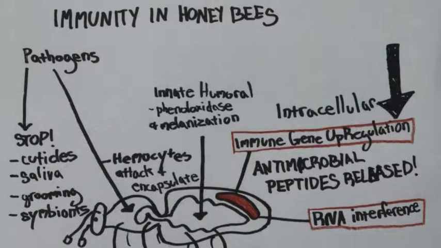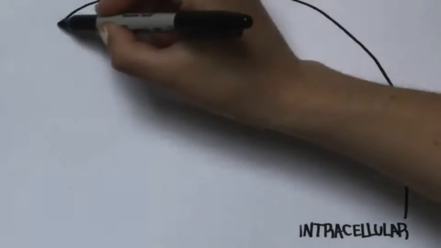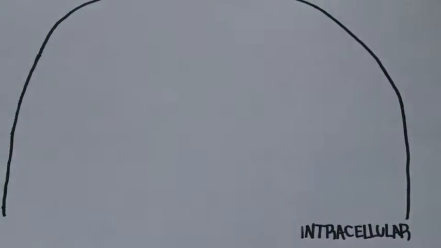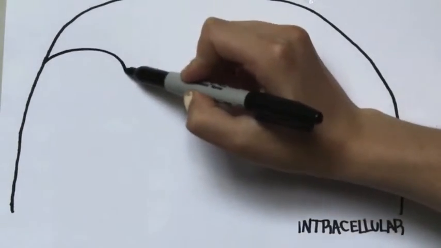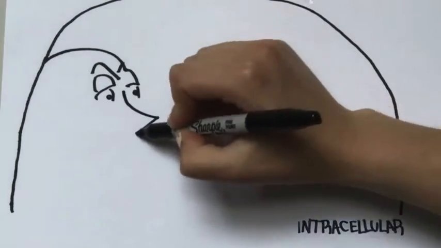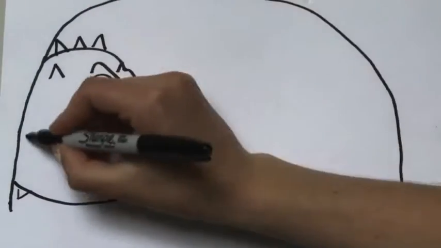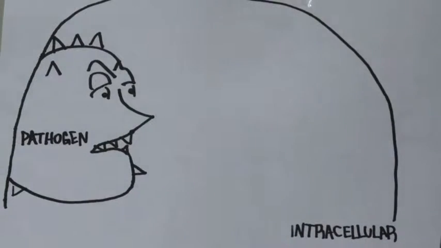The formation of antimicrobial peptides follows as such. Here's our cell. Here's our pathogen. When an invading pathogen breaches the physical and chemical barriers and gains entry into the cell, hemocytes find and eliminate it.